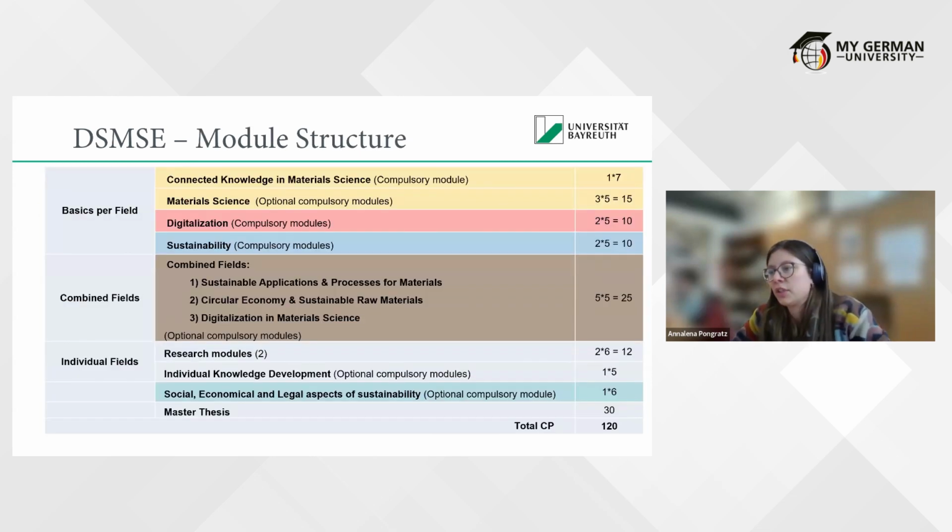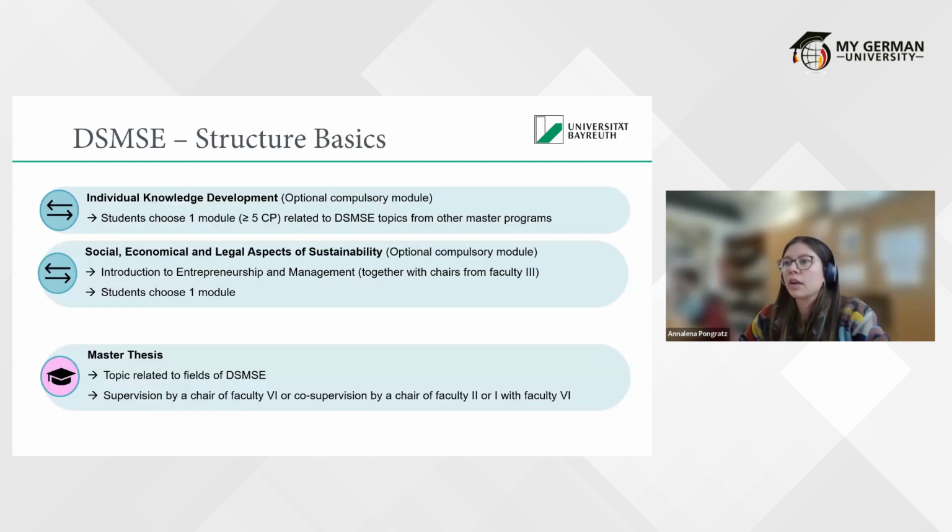The last field is the individual field, where the research modules are also listed. Other than that, you have the individual knowledge development, social, economic, and legal aspects of sustainability, and the master thesis. Within the individual knowledge development, you can choose one module with at least 5 credit points related to DSMSE topics, meaning sustainability and or digitalization and or material science from any other master program in the University of Bayreuth. So really letting you choose what you want to look deeper into.